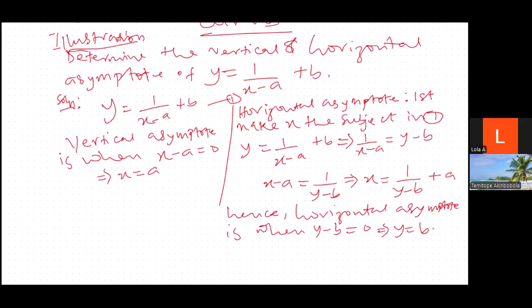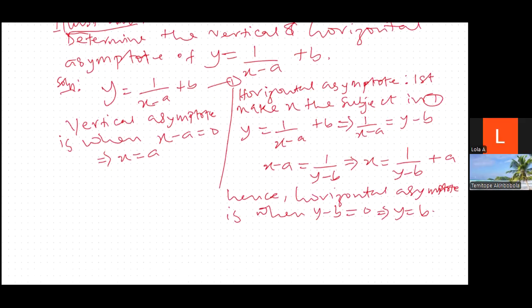Yeah, please write that. Then I will now show you the sketch. So we have determined the point where the vertical asymptote will lie, which is a. We have determined the point where the horizontal asymptote will lie, which is b. Yeah, please write this. Okay, let me show you the sketch here. I think I can put it here so that we just do everything at the same time.